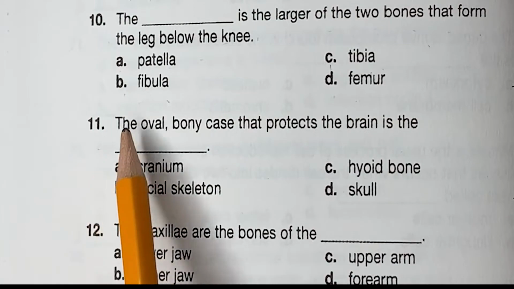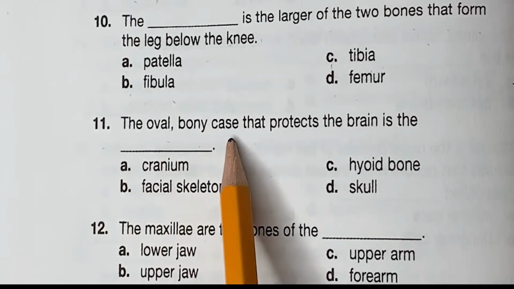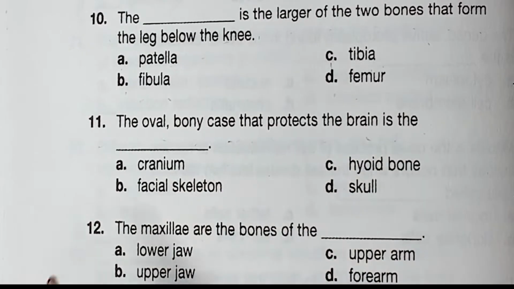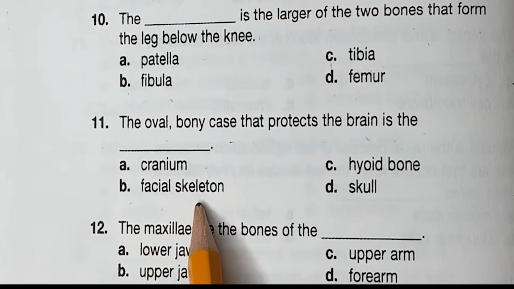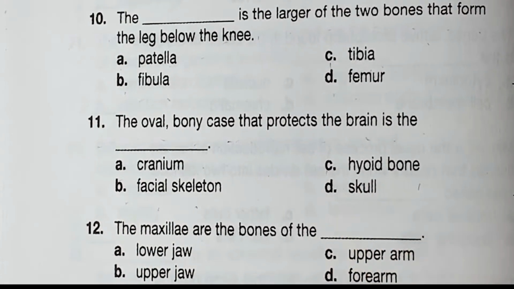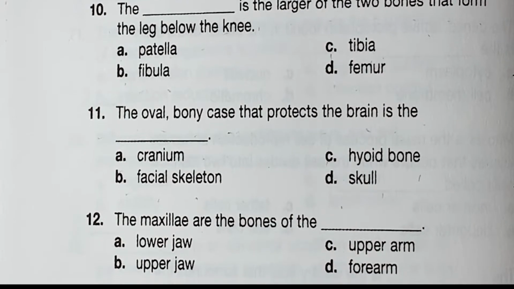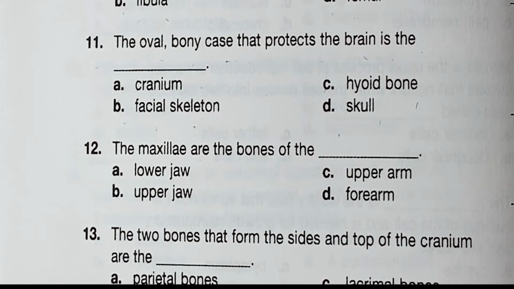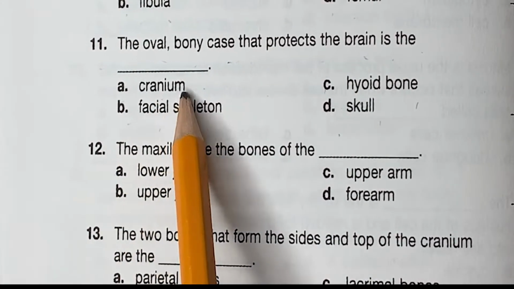Number 11. The oval bony case that protects the brain is the blank. A, cranium, B, facial skeleton, C, hyoid bone, or D, skull. And your correct answer is A, cranium.